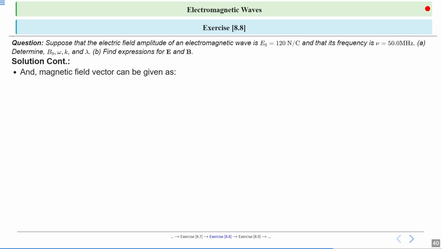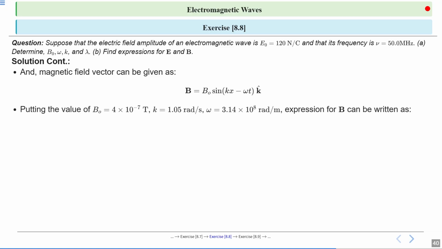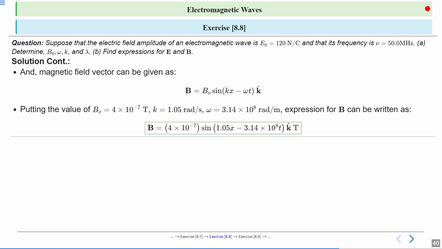And the magnetic field vector can be given as B equal to B naught sine kx minus omega t K cap. By putting B naught equal to 4 into 10 power minus 7 Tesla and the values of K and omega in the expression of B, B is equal to 4 into 10 power minus 7 sine (1.05 x minus 3.14 into 10 power 8 t) K cap Tesla. This is the expression for B along with its direction, that is K cap.